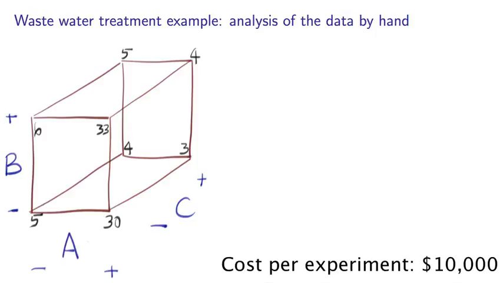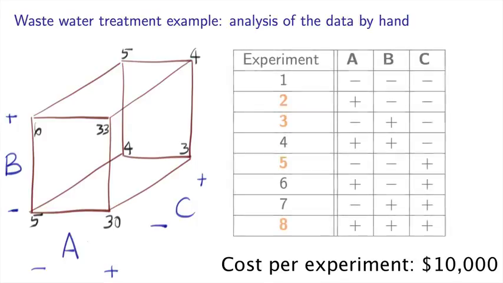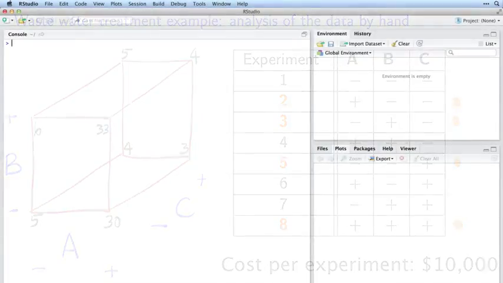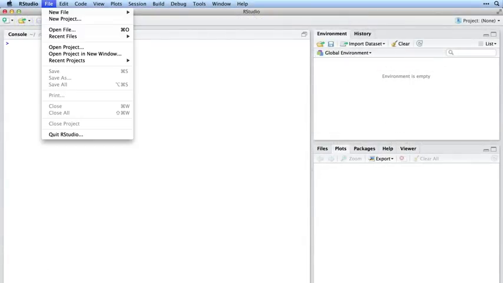Now assume that each of these experiments were very expensive. Maybe they cost around $10,000 each. So instead of doing 8, let's assume we've only done these 4, half the work. Our boss is going to be pretty impressed that we've saved $40,000. Open the software and let's see what happens.